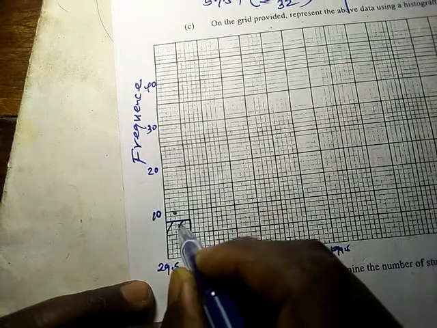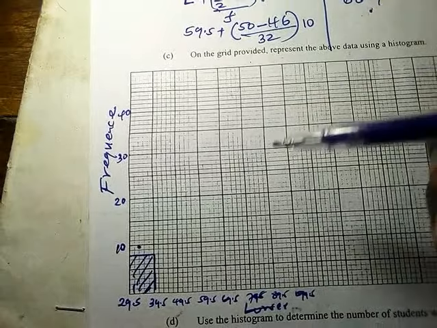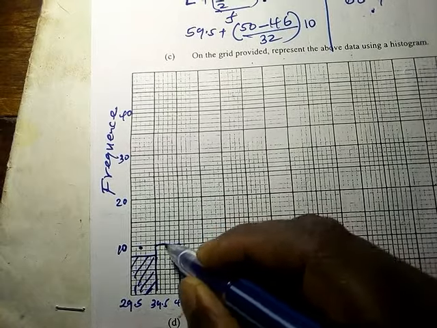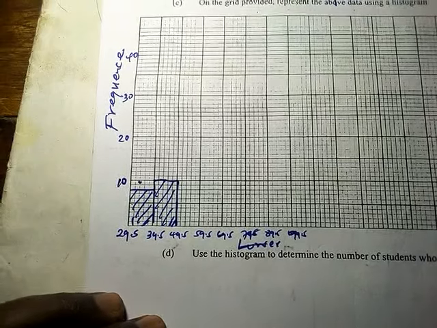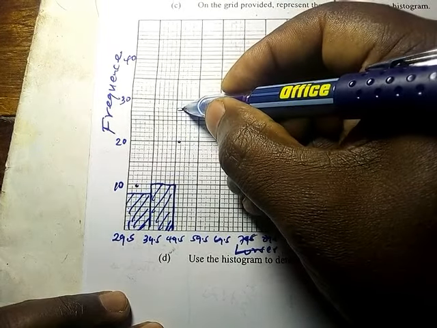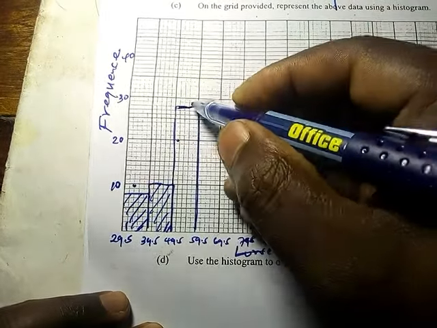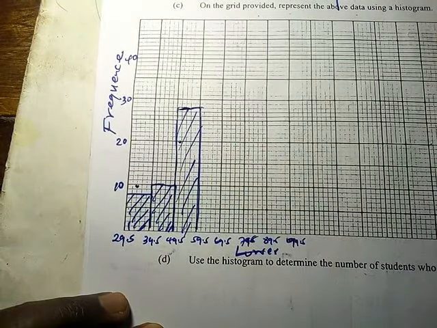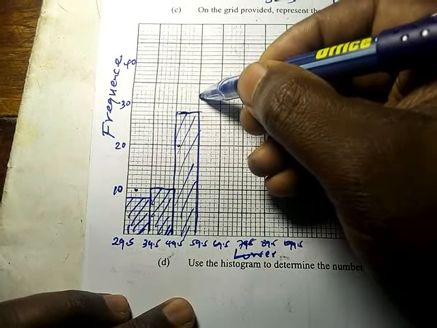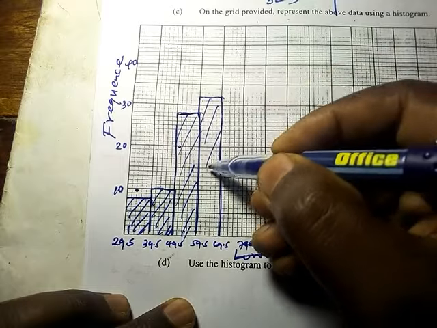You draw this one and then you shade this one. That is the histogram you're talking about. The next class is 10, so 10 is here. You draw that, you draw this, and then you shade this one. The next one is 28. 28 is here. You join this using a ruler, and then you shade this. The next one is 32. You draw with a ruler and you shade.